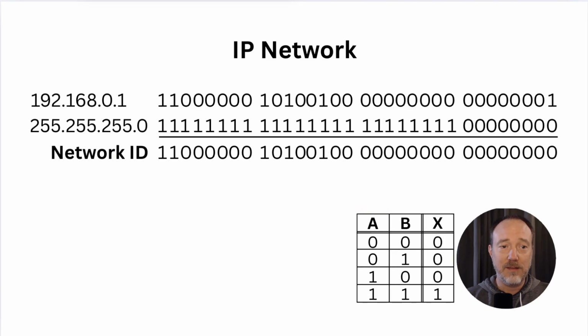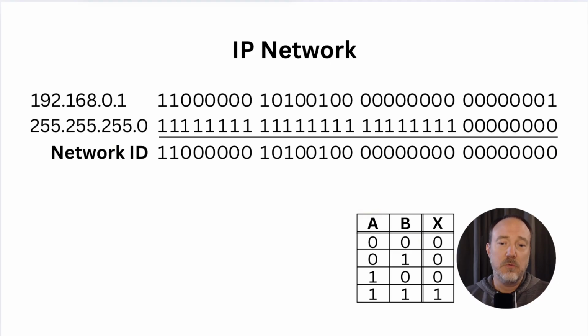The network ID basically identifies the network that the endpoint is part of. And any device that's on the same network will be able to come up with this same network ID when they do that AND operation of their own IP address and the subnet mask.